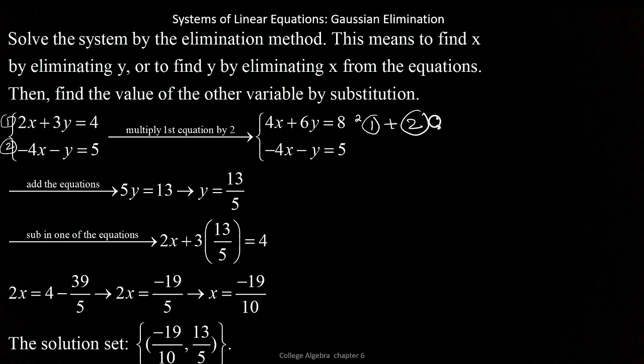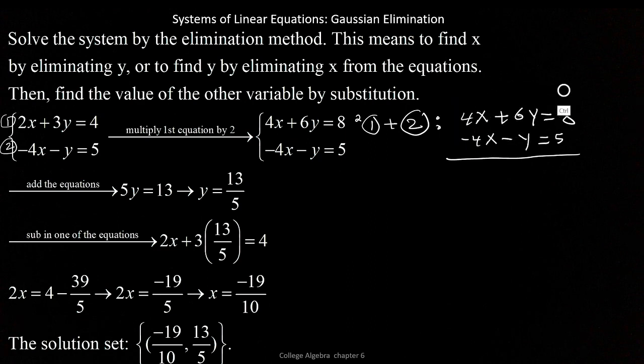So let's see. 2 times equation number 1 would be 2 times this, so it would be 4x plus 6y equals 8. And then equation number 2 is negative 4x minus y equals 5. And then what do we mean by adding them? We mean adding the left sides and adding the right sides. So that would be 0, that would be plus 5y.